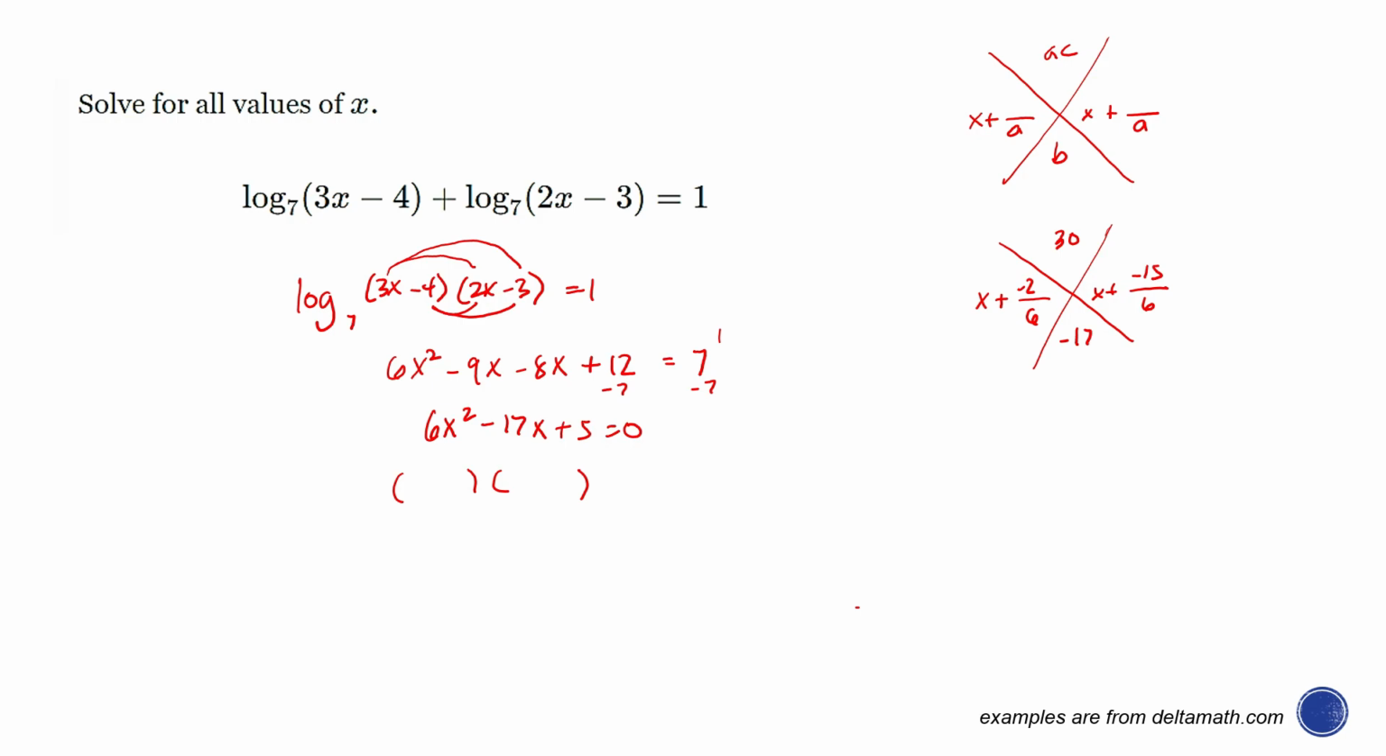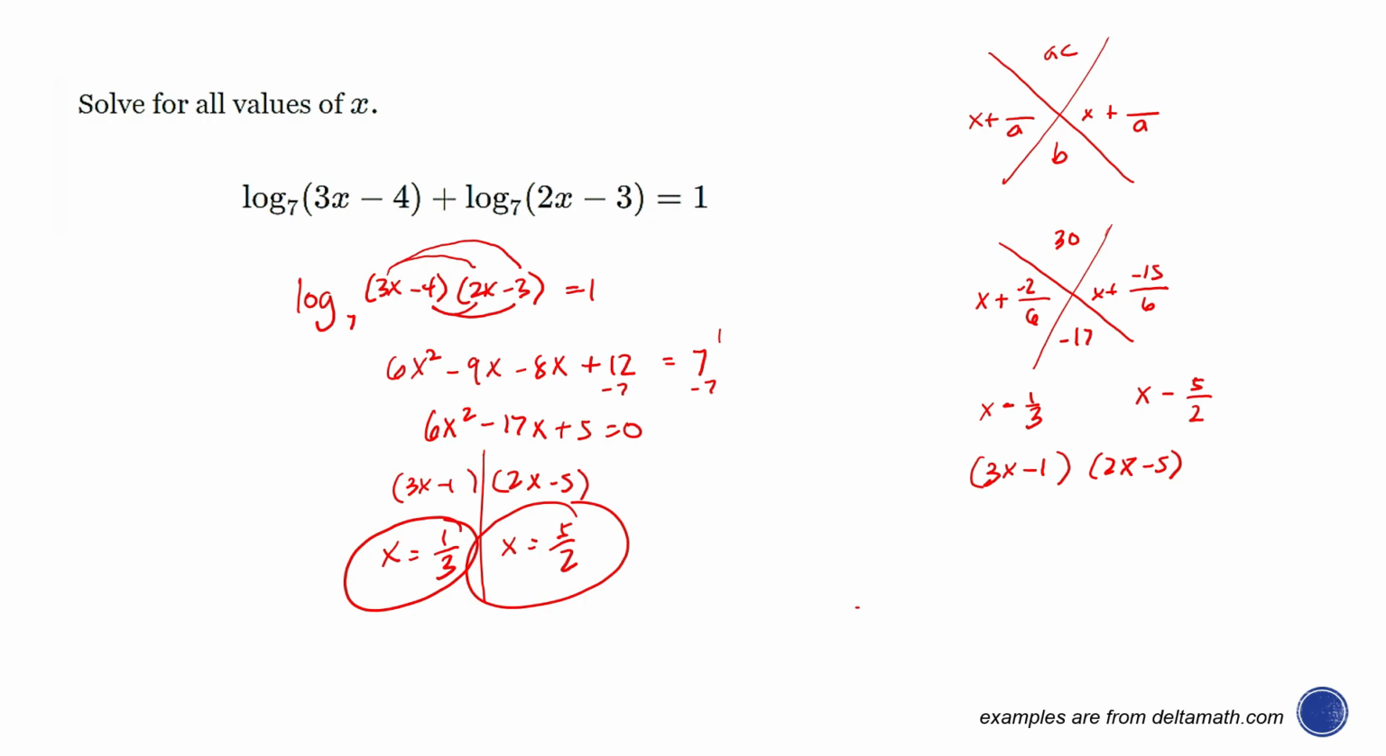So let's simplify negative 2 over 6. That's x minus 1/3, so that's 3x minus 1. And then the next one would be x minus negative 15 over 6 in simplified form. That's 5 over 2. Divided by 3, 15 divided by 3 is 5, 6 divided by 3 is 2. So this is 2x minus 5. So x equals 5 over 2, and x equals 1 over 3.